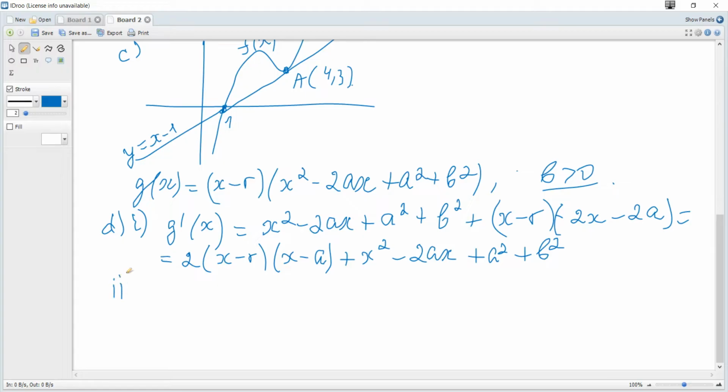And the next, hence or otherwise prove that the tangent to the curve y = g(x) at the point A with coordinates (a, g(a)) intersects the x-axis at the point R with coordinates (r, 0). So we need to find this point.